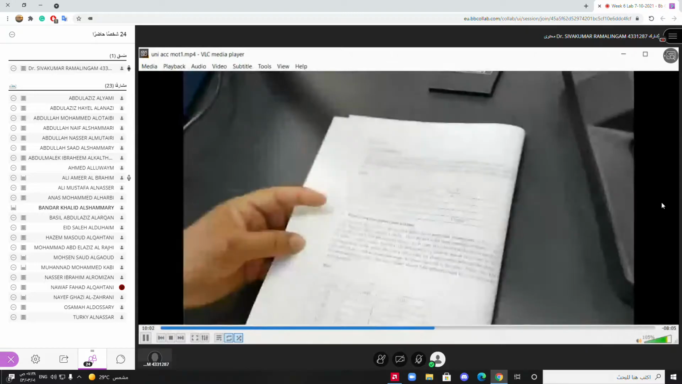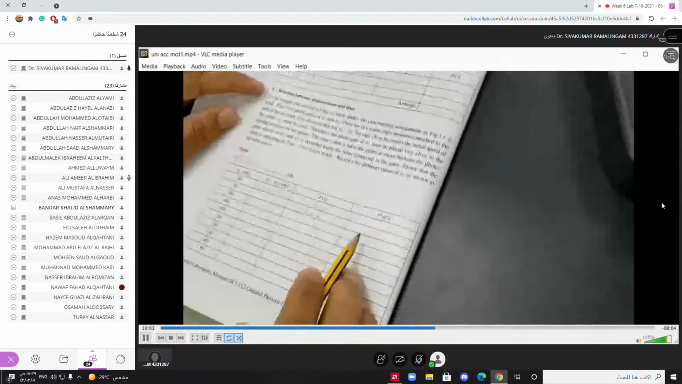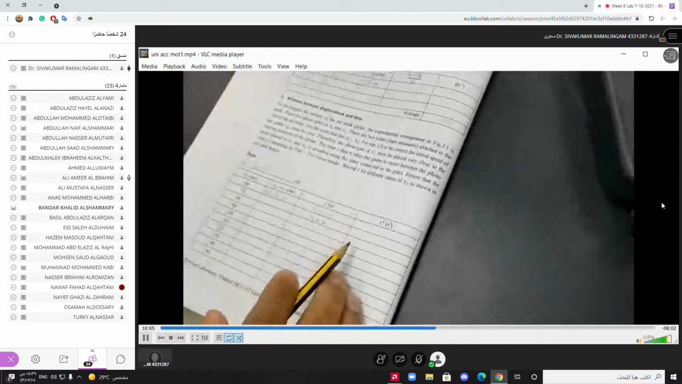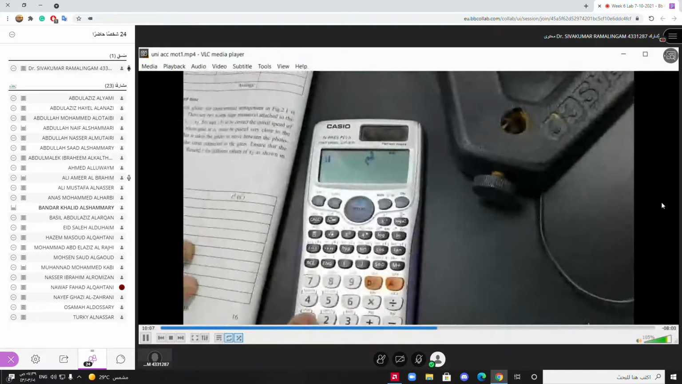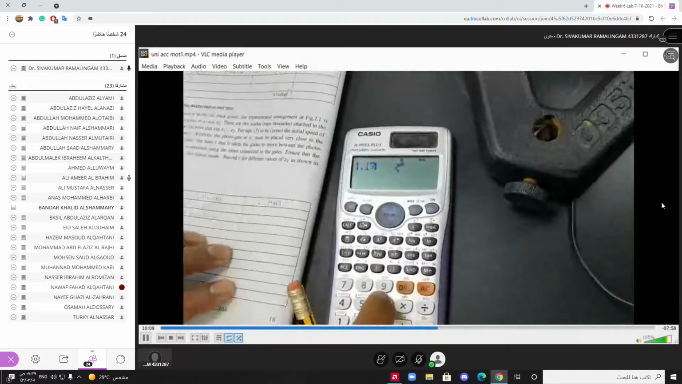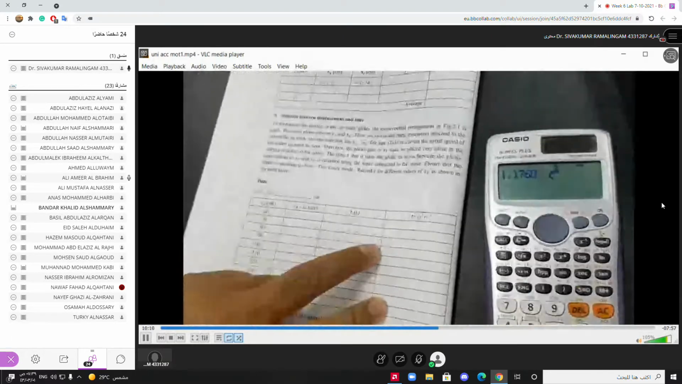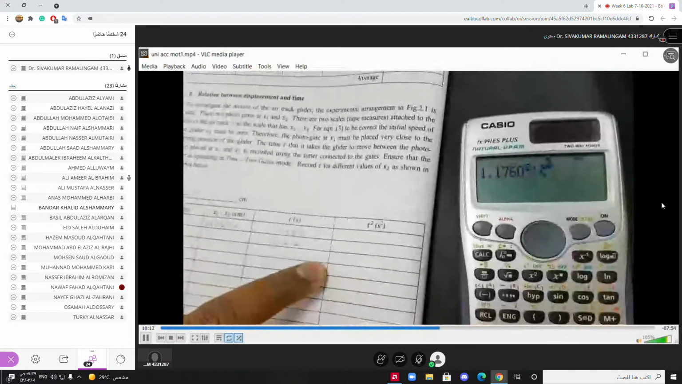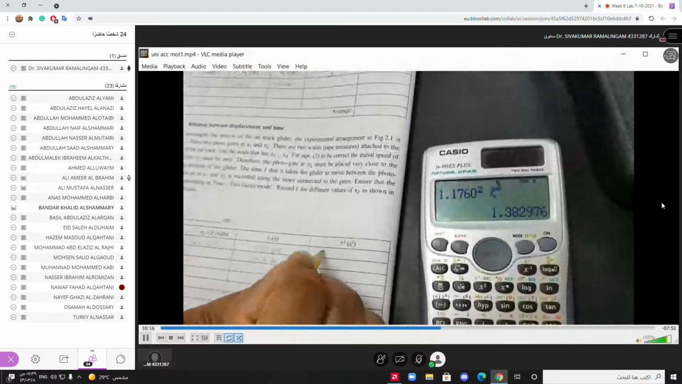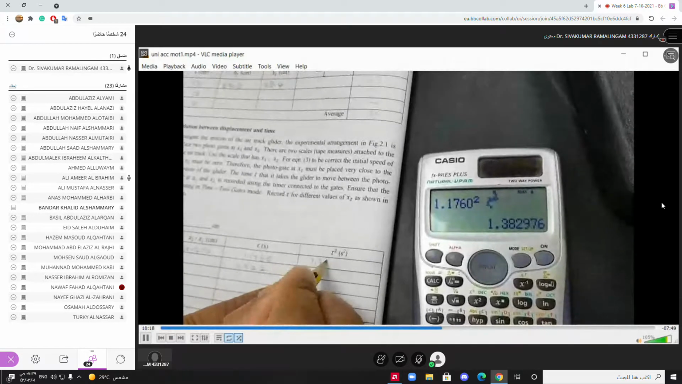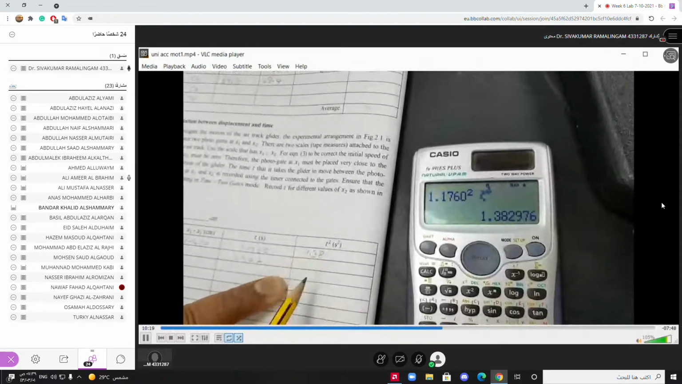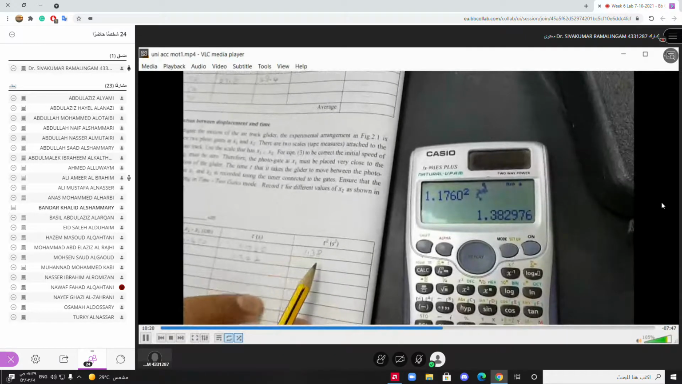After completing this, we are going to square this. For example, 1.1760. I'm squaring this. How much am I getting? 1.38. I'm writing in 2 decimal accuracy.